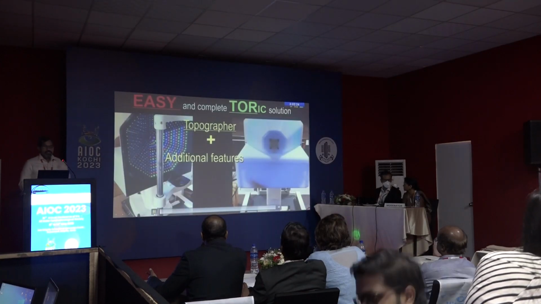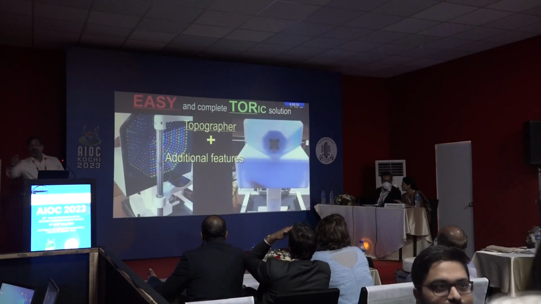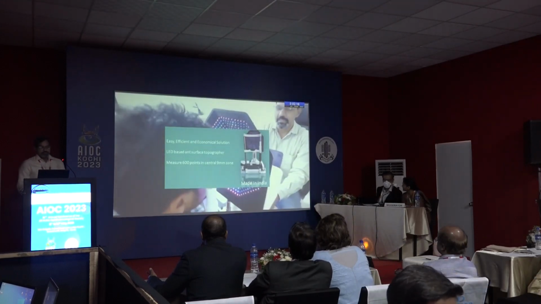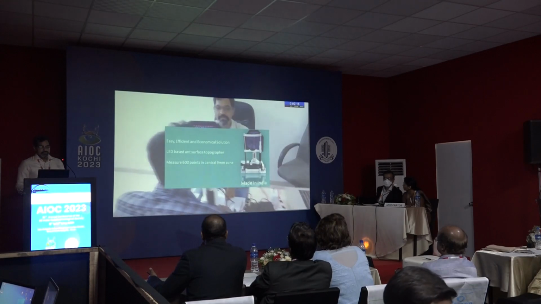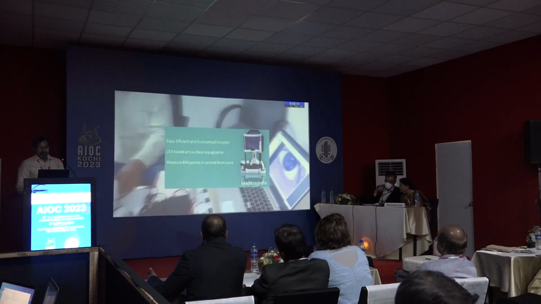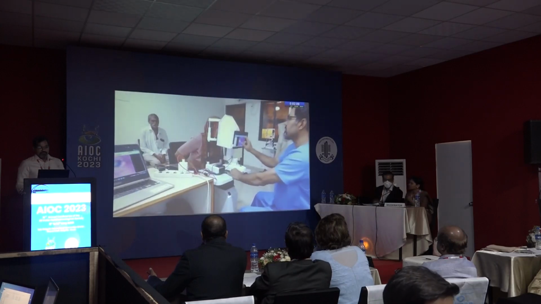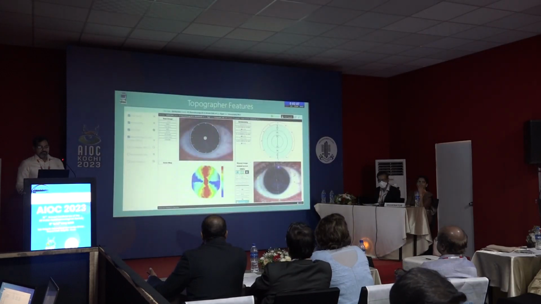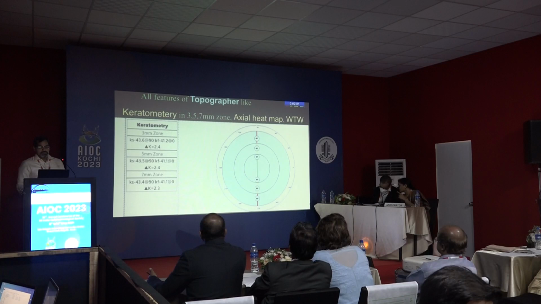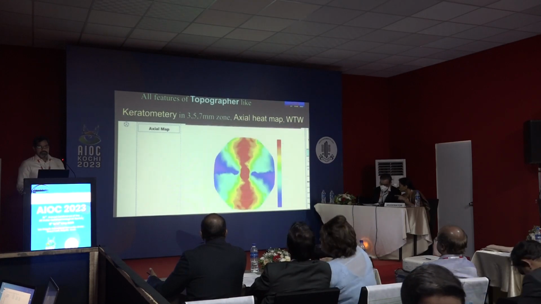It is a topographer with many additional features. It provides an easy, efficient, and economical alternative to existing solutions. It is an LED-based anterior surface topographer which analyzes 600 data points in a 9mm central corneal zone. A single capture provides us with all the required data, which is summarized on a single screen. It provides keratometry in 3, 5, and 7mm zones, axial heat map, white to white, etc.